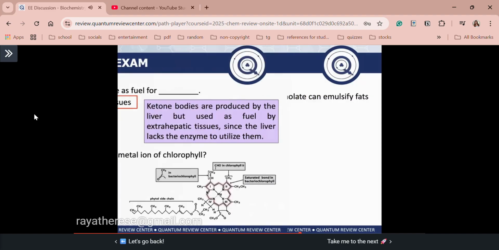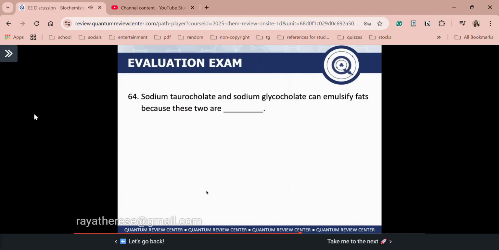Alright, so let's proceed with our item number 64. So this is under your lipid digestion, di ba? So sodium taurocholate and sodium glycocholate are your bile salts. And they can emulsify fats because these two are A. Lipophilic, B. Hydrophilic, C. Hydrophobic, or D. Amphipathic. Class, these two are types of lipids. And we know your lipids, in terms of their structure, they are unique because again, they are amphipathic, diba? As we have discussed on our structure ng lipids.